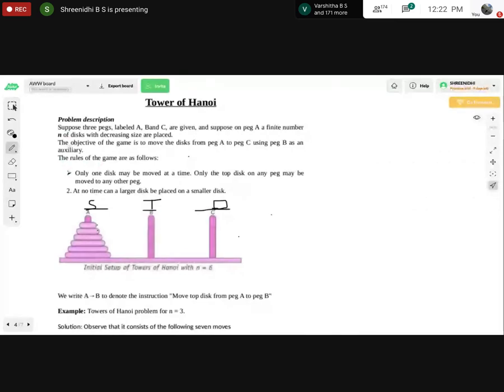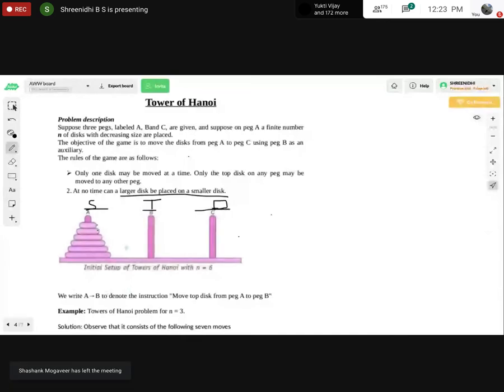See here the rules. Suppose there are three pegs, the towers labeled A, B, C, and suppose peg A has a finite number of disks in decreasing size. The object of the game is to move the disks from peg A to C using peg B as an auxiliary or temp. So the two rules which I have told: the first rule is that only one disk can move at a time, and only the top disk of any peg can be moved to any peg. At no time can a larger disk be placed on a smaller disk. These are two very important things.